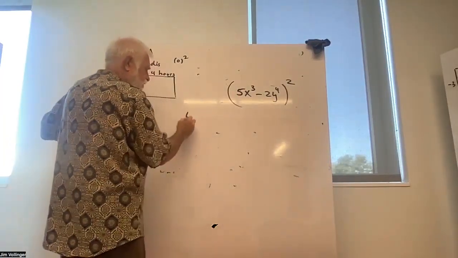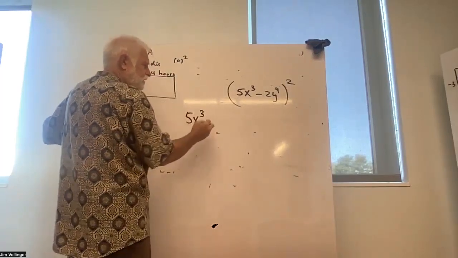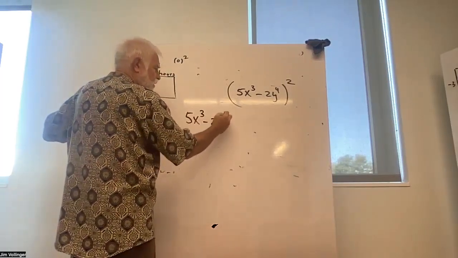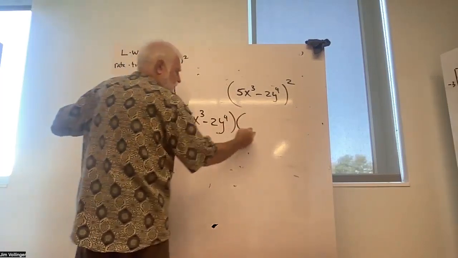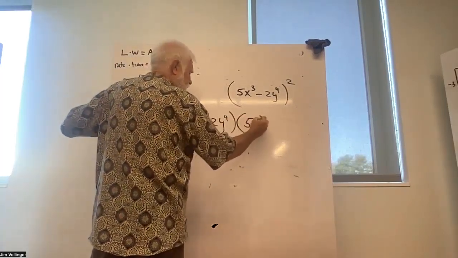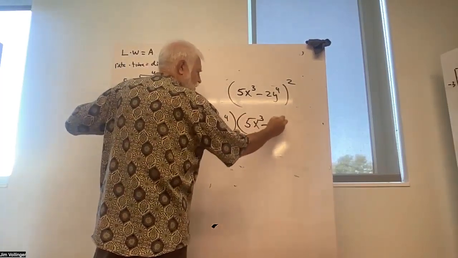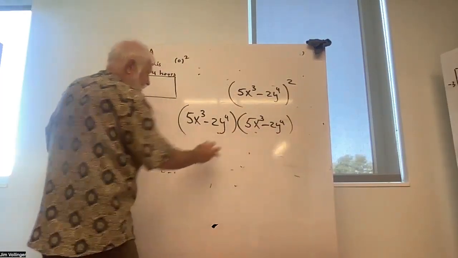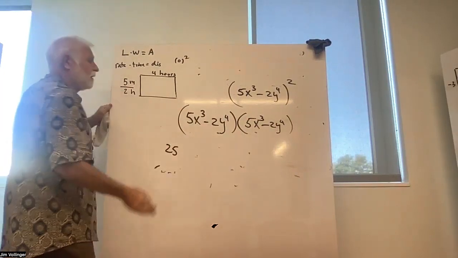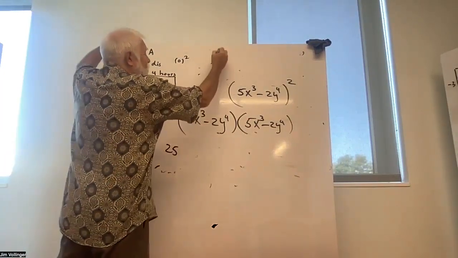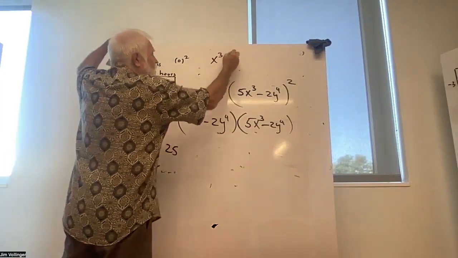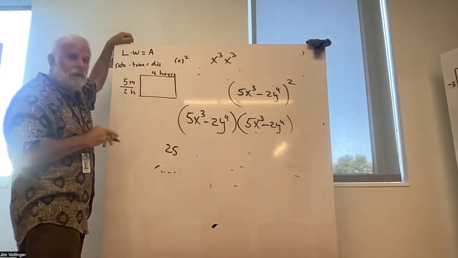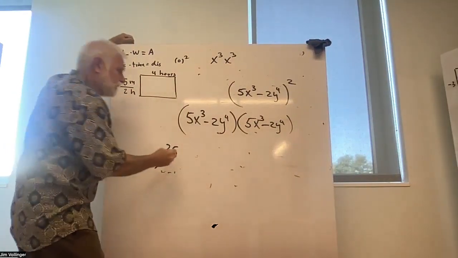So I've got, and I'll do this one out for you, 5x to the 3 minus 2y to the 4th times 5x to the 3 minus 2y to the 4th. All right, we know what 5 times 5 is. It's 25. And Tiffany's handout shows you what x to the 3 times x to the 3 is. Look at that handout, x to the 6th.